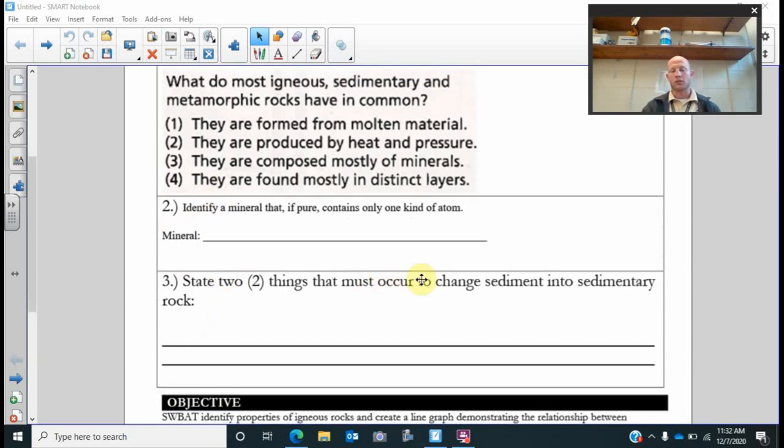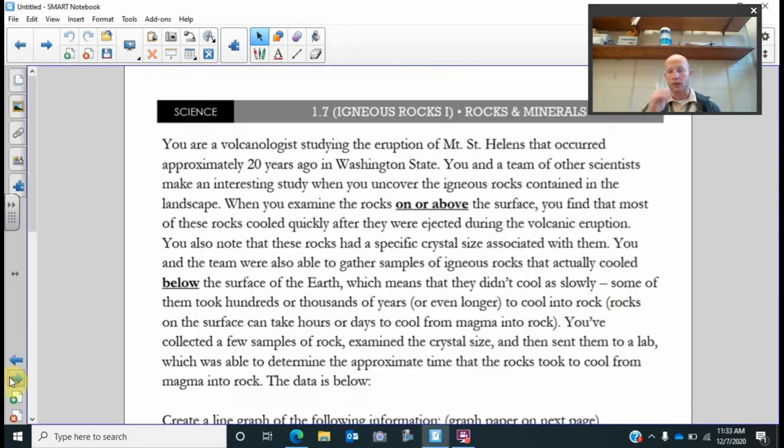Two things that must occur to change sediment into sedimentary rock. So sediment has been made. Now, how do we make this sediment into sedimentary rock? Remember, sediment can be made from weathering and erosion. So now how does that sediment that has been broken down turn into sedimentary rock? That's what the question's asking.